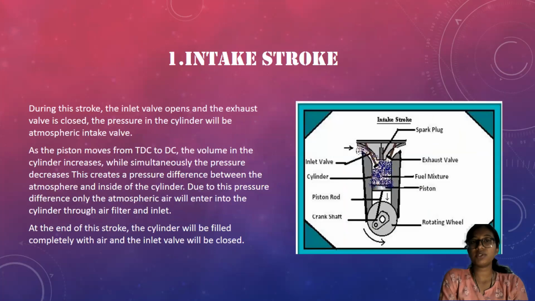Coming next to the first stroke, that is the intake stroke. During this stroke, the inlet valve opens and the exhaust valve is closed. The pressure in the cylinder will be atmospheric at the intake valve. As the piston moves from TDC to BDC, the volume in the cylinder increases, while simultaneously the pressure decreases. This creates a pressure difference between the atmosphere and the inside of the cylinder. Due to this pressure difference, the atmospheric air will enter into the cylinder through the air filter and inlet. At the end of the stroke, the cylinder will be filled completely and the inlet valve will be closed.